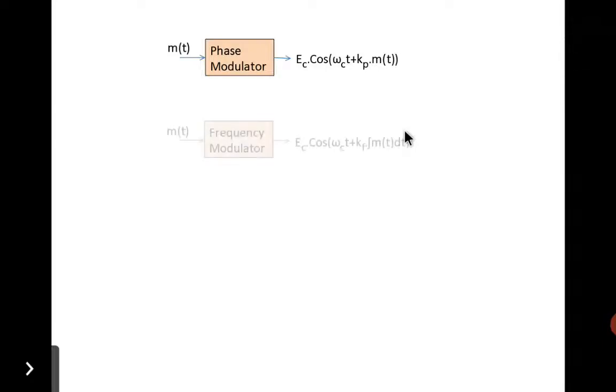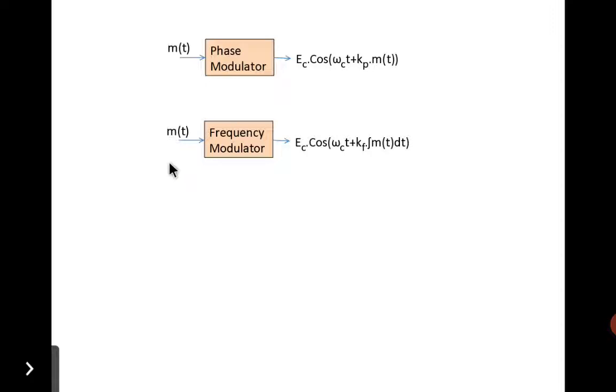Now let us see how FM is created using phase modulator. Now I have a phase modulator here. A message signal is given to the input of the phase modulator. The output of the phase modulator will be a phase modulated signal, and the equation for phase modulation is given by Ec cos(ωct + Kp m(t)). Kp represents the phase sensitivity.